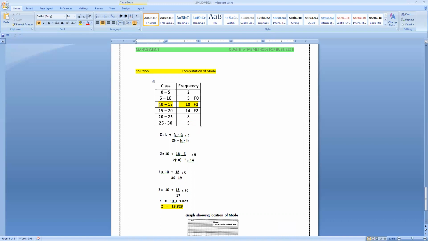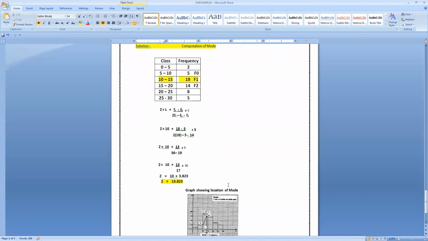Now the class interval corresponding to F1 is 10 to 15, where the modal value is going to be located. First we calculate using the formula, Z equals L plus (f1 minus f0) divided by (2f1 minus f0 minus f2) into c. So Z is the lower limit 10 plus (f1 is 18 minus preceding number 5) divided by (2 into f1 is 18 minus preceding number 5 minus f2 is 14) into the class interval width, 5.